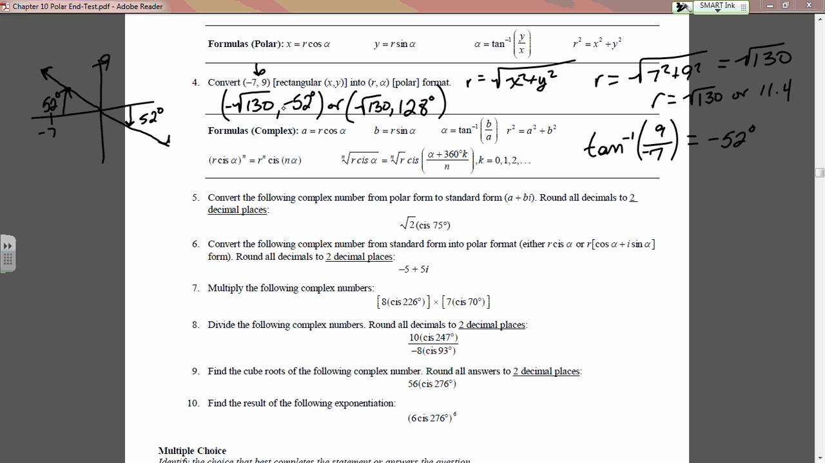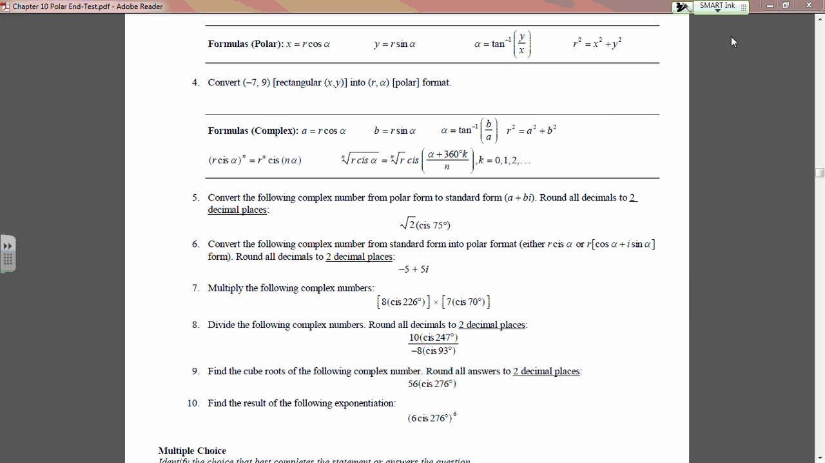Okay, either answer is correct here. But if you use the negative 52, you got to use negative square root of 130. If you want to use a positive square root of 130, you have to give me 128 degrees. Otherwise, it's going to be wrong. All right, moving along.